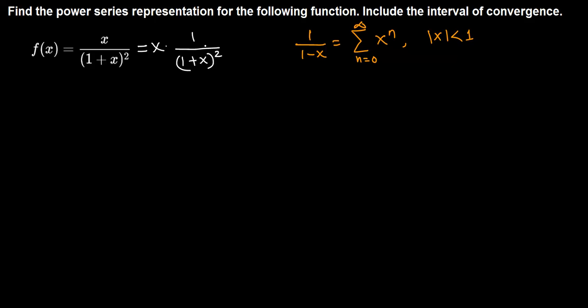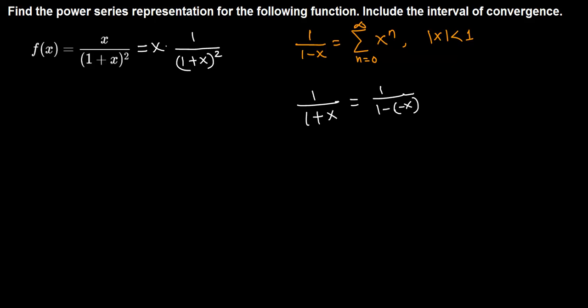Okay, so first we want to find the power series for 1 over (1 plus x) quantity squared and later multiply by x. And we have a square. We know how to write the power series for 1 over 1 plus x. What we can do is, 1 over 1 plus x is the same as 1 over 1 minus negative x.